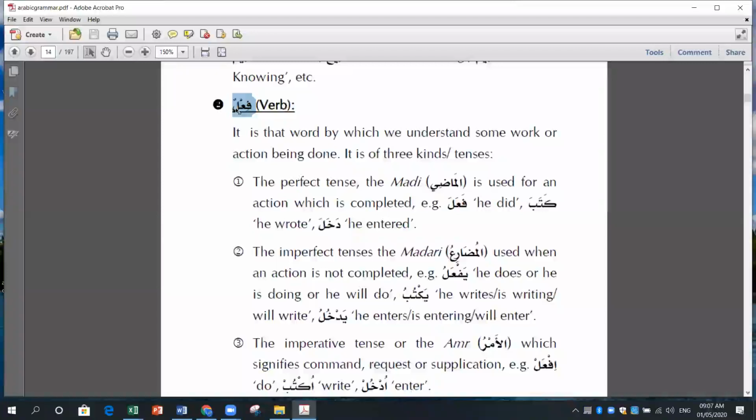I was asking about each word, like kataba. Kataba means he wrote. It can only be kataba. You cannot take the other two scales. It cannot be katiba, it cannot be katuba. These are wrong pronunciations. So every verb will follow one of these three scales.